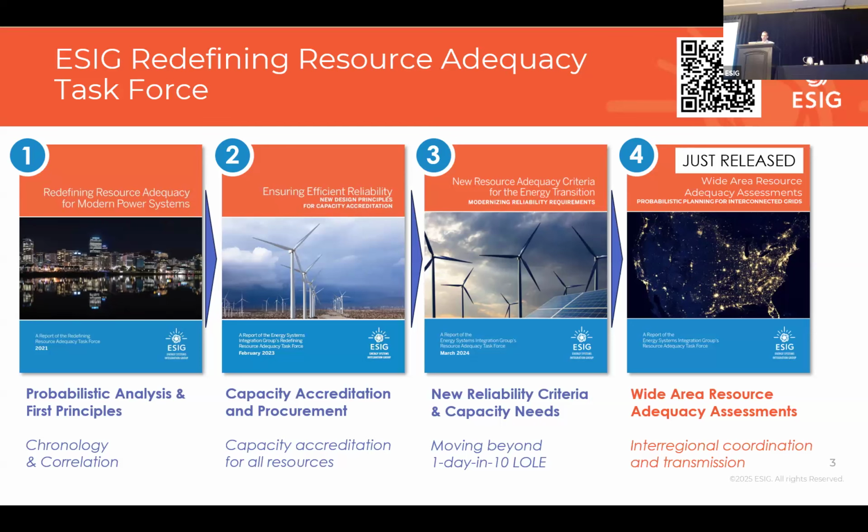And the one we just released, the fourth paper in that series, is really around wide area resource adequacy assessments. So how can we think about applying the probabilistic resource adequacy framework to much wider geographies? Why might we do that? What are the benefits of doing that? And how can we recognize interregional transmission contributions in that context?